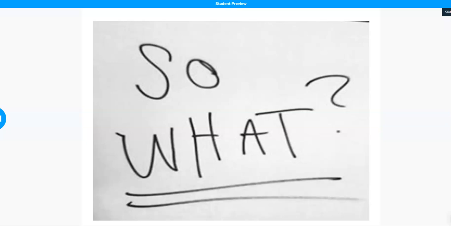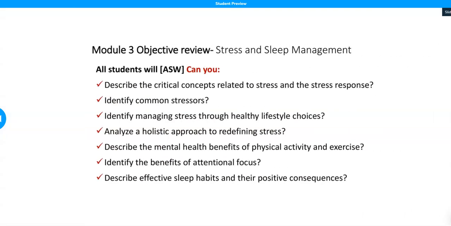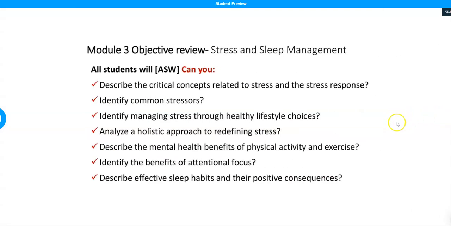So what can we take away from the information related to stress and sleep, and how to better manage that in our lives to optimize our performance? So can you describe the critical concepts related to stress and stress response? What are the common stressors in your life, and how can you best manage those? How can you improve your lifestyle to mitigate the effects of stress? And some of the other factors that are here.